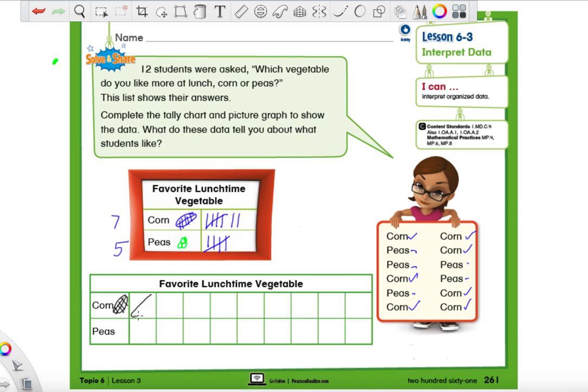So we have 1, remember we need 7. 2, I'm just going to make some ovals. 3, 4, 5, 6, and 7. Now let's see how I drew one picture in each little square for every single tally mark that I had. We had 7 tally marks, so I have 7 pictures. 1, 2, 3, 4, 5, 6, 7. That's it. And I know I didn't put much detail because I'm trying to draw very quick here, but that's okay.